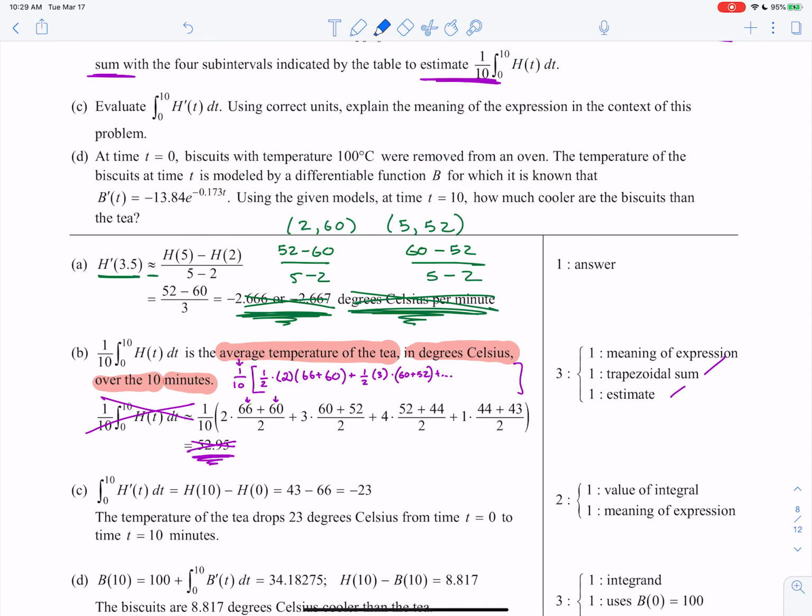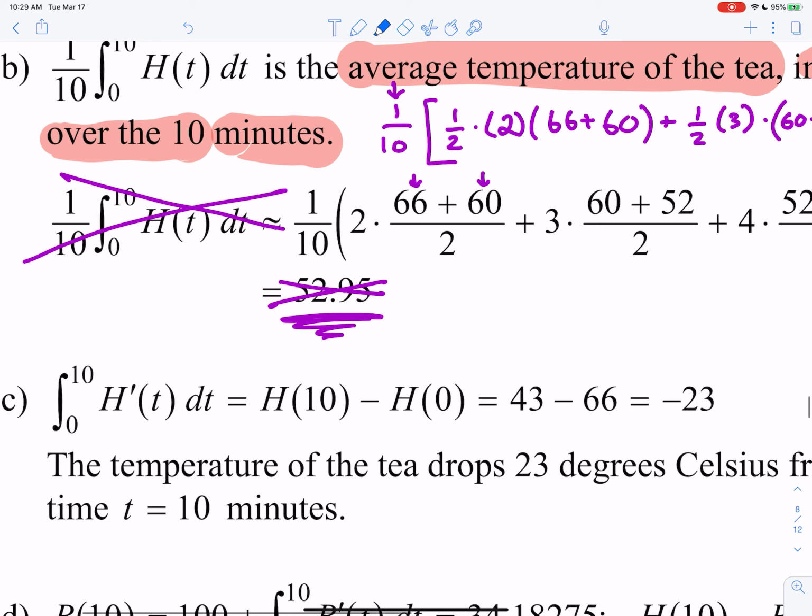Part C, evaluate the integral of h prime of t from 0 to 10. So remember that when you integrate a derivative, this is the fundamental theorem of calculus. When you integrate a derivative, you just get your function, okay? That is the reason why you plug in your upper minus your lower afterwards here, okay? Your upper minus your lower.